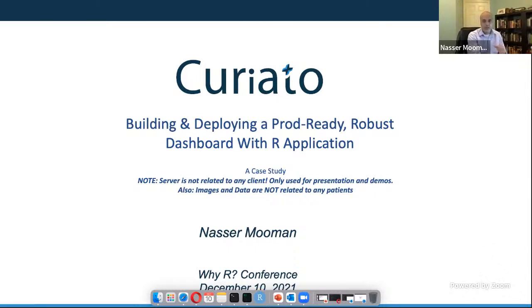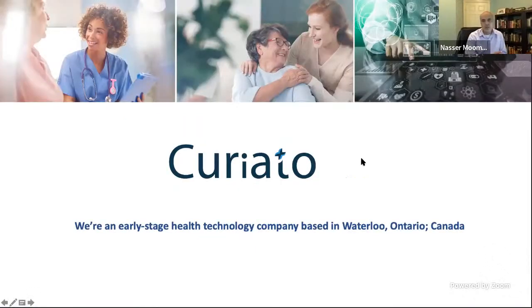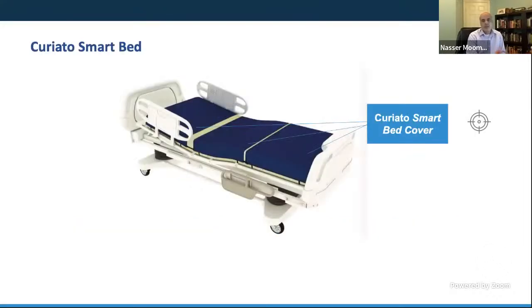My name is Nasser Mooman. I'm the CTO of Creato. We are a small, early-stage health technology company in Waterloo, Ontario, Canada. Our product, at the moment, is mainly a smart sheet designed to detect, classify, and alert clinicians and nurses about the status of a patient. In this particular application, it is pressure ulcer.